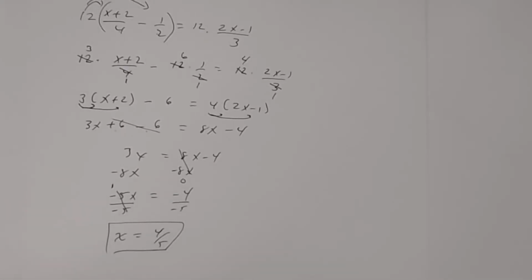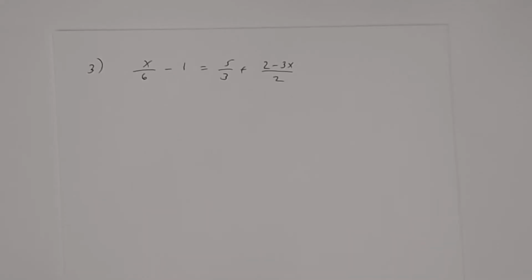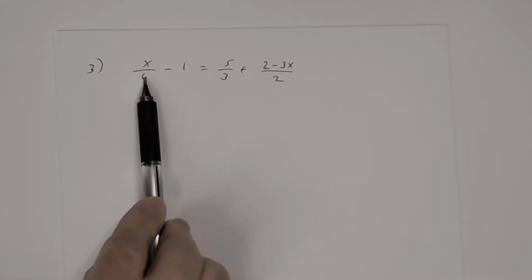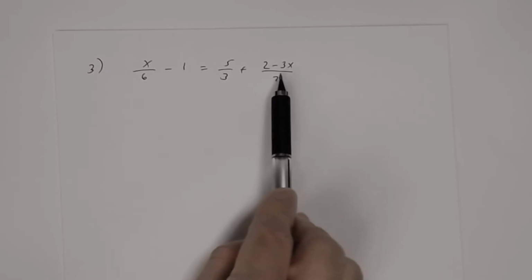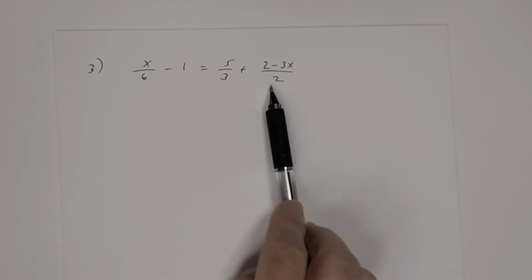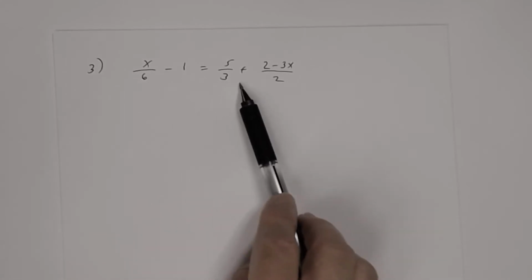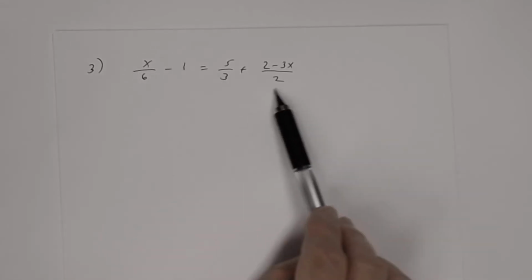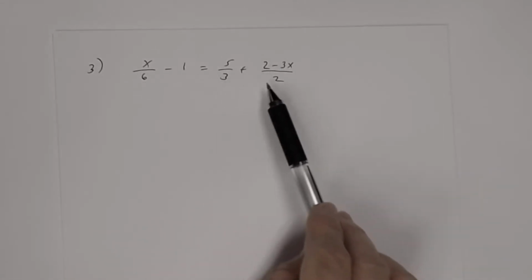Okay, let's look at number 3. So number three, we have this linear equation. Again, notice there are 4 terms here. So 2 terms on this side, 2 terms on this side. I do have fractions, so I want to clear those fractions. We're going to clear those fractions by multiplying both sides by the least common denominator.